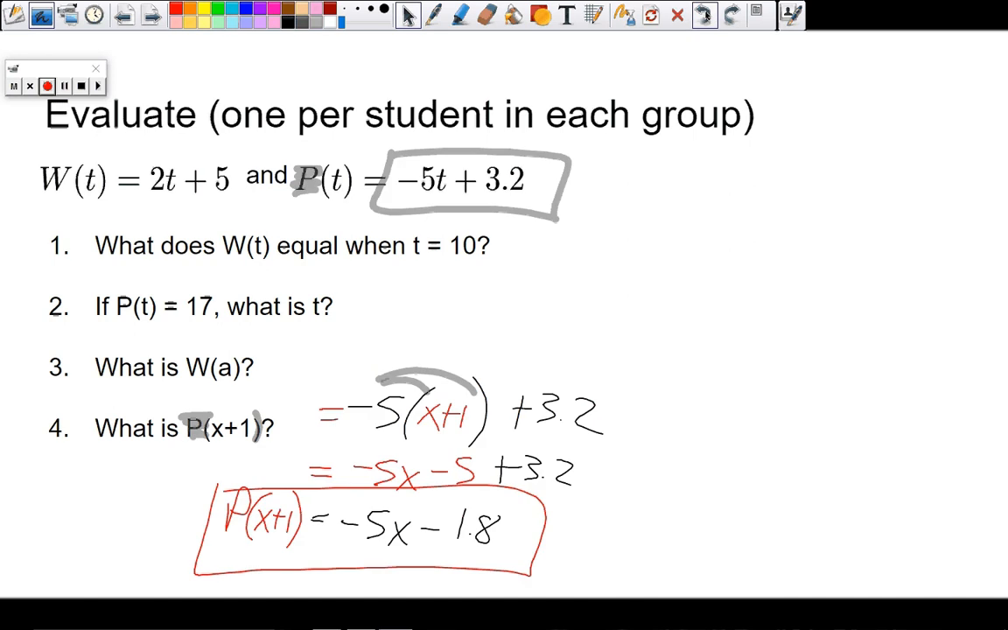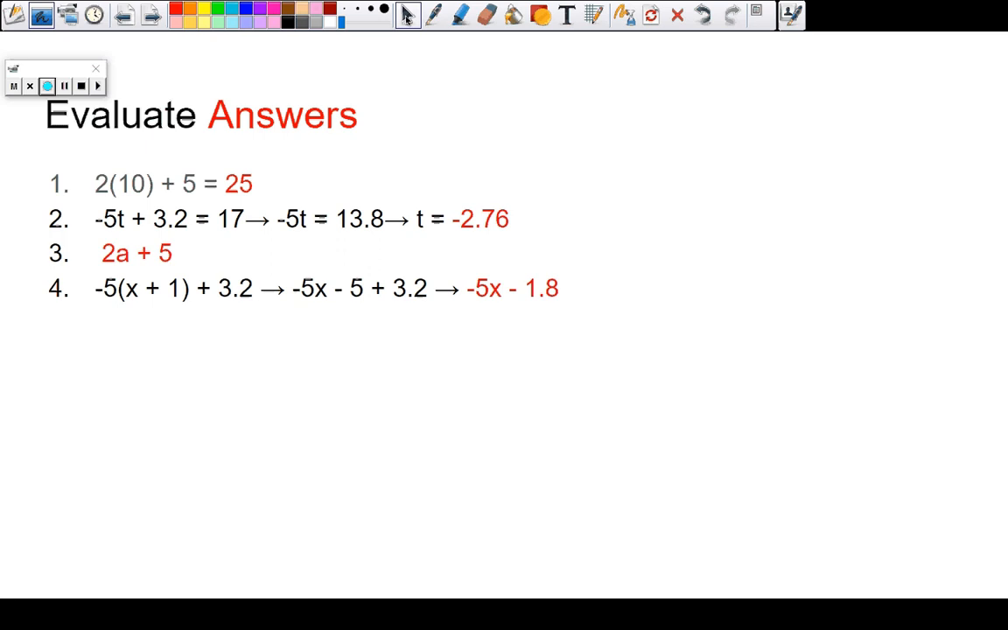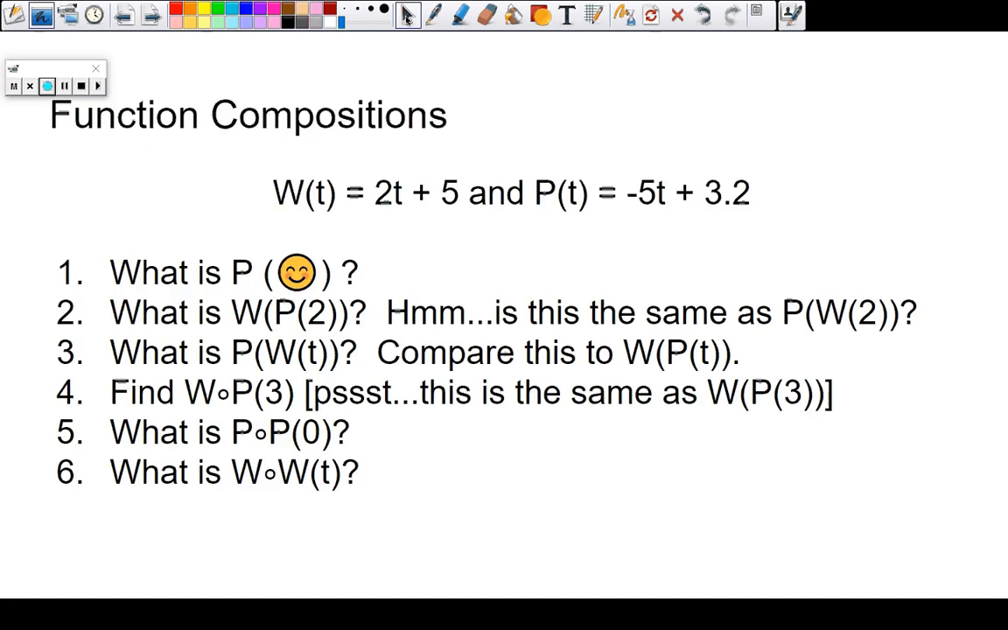Alright, so we've plugged in numbers, we've plugged in expressions, is what they're called, into functions, and we've created outputs, either as functions or as numbers. Numbers create numbers, variables create expressions, okay, or functions if you will. Alright, so there are the answers that we went through and we got together.